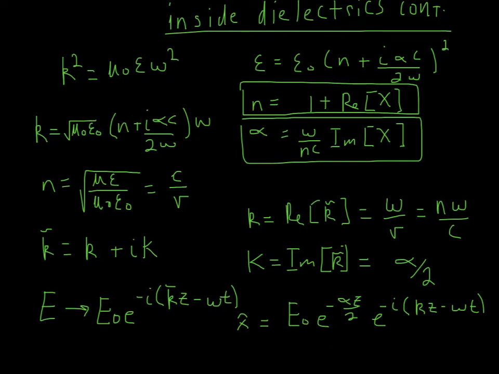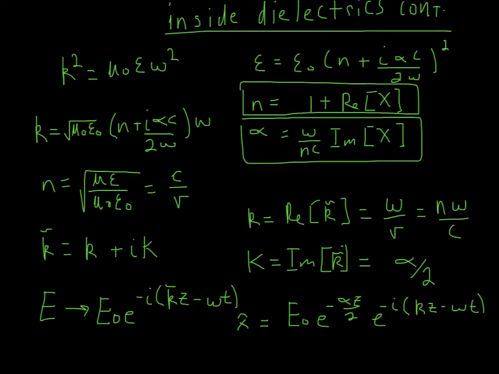K has a real part and an imaginary part. You can see taking the square root of this equation, this loses its square, this loses its square. I've pulled out an E naught. Basically what I've done is plug in this for E and take the square root to get this part down here. And then here's what the index is: it's the ratio of the vacuum speed to the speed in the material.